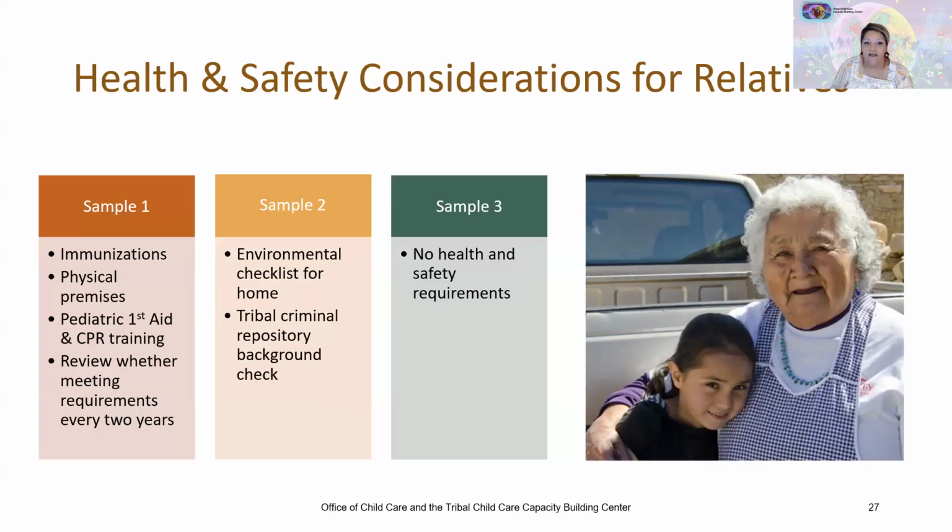So for instance, in sample 1 on the screen, this tribal lead agency decided to include 2 health and safety topical standards about requiring children to be immunized and requiring the home to have electrical covers on outlets and a fire extinguisher. This tribal lead agency also requires relative providers to take a pediatric first aid and CPR training.